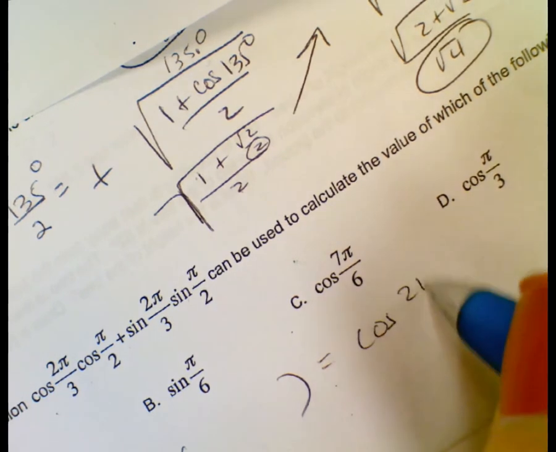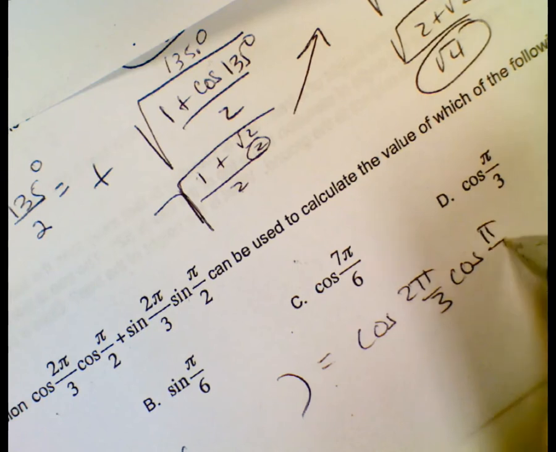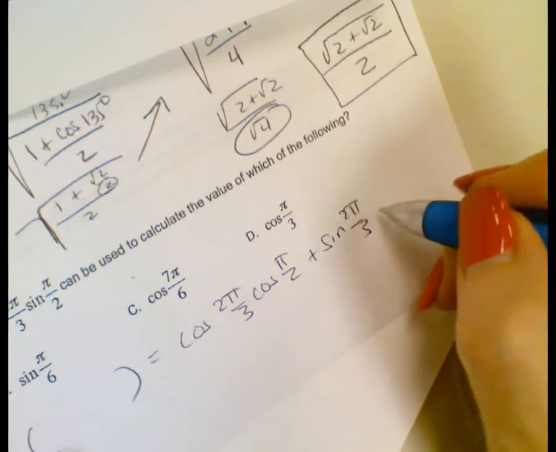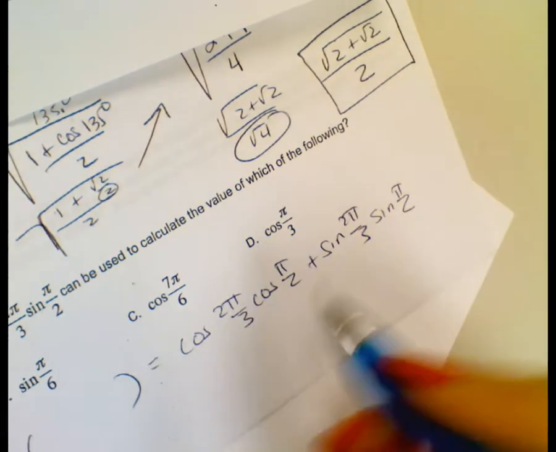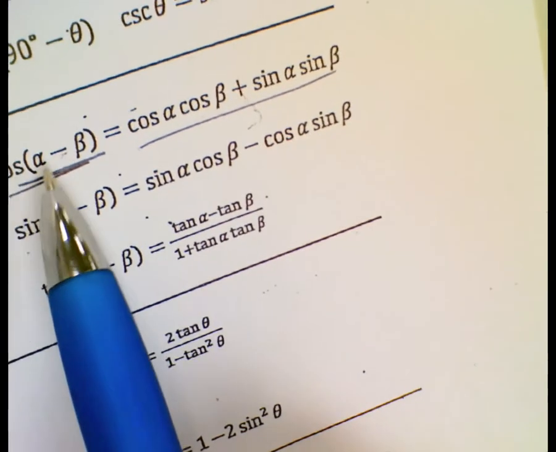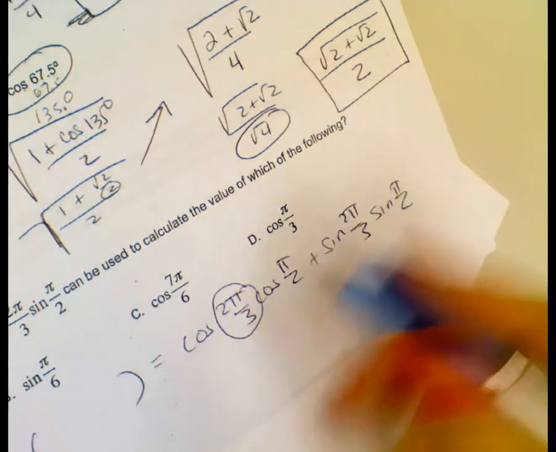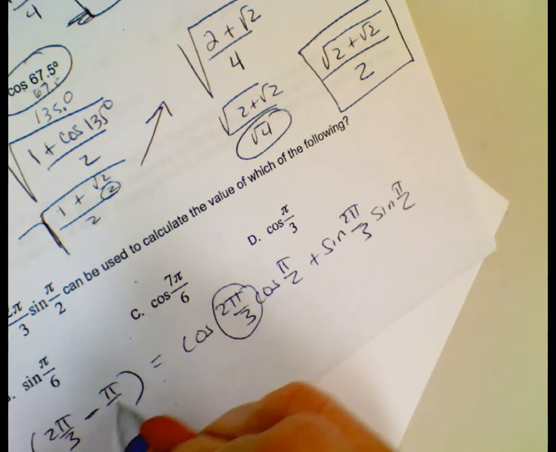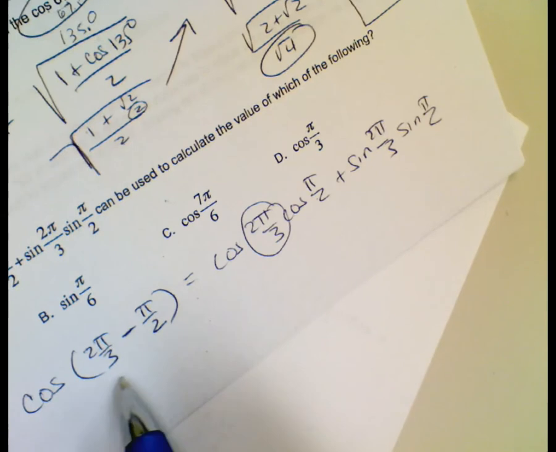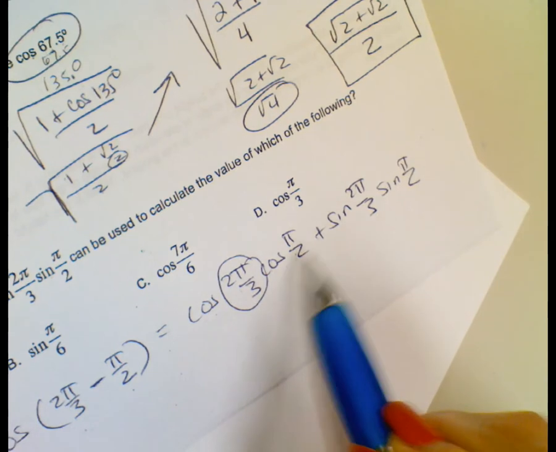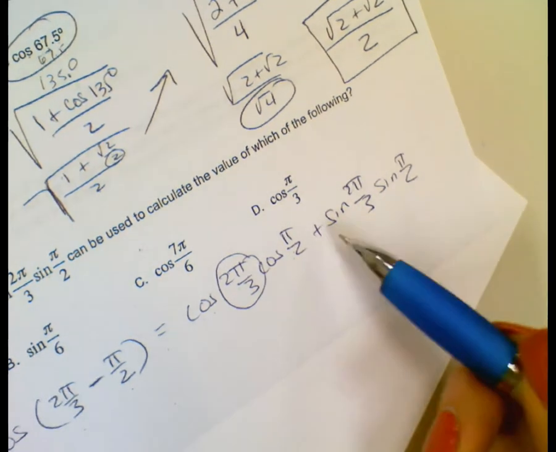I'm writing this out again. If you're going backwards, the cosine difference identity is cosine of the first angle minus the second angle, because this is a plus and that's a minus. The first angle is 2 pi over 3 and the second angle is pi over 2, and you are subtracting these. If I had given you cosine of 2 pi over 3 minus pi over 2, you would have written cosine of the first angle cosine of the second angle plus sine of the first angle sine of the second angle. But we just went backwards to its original form.